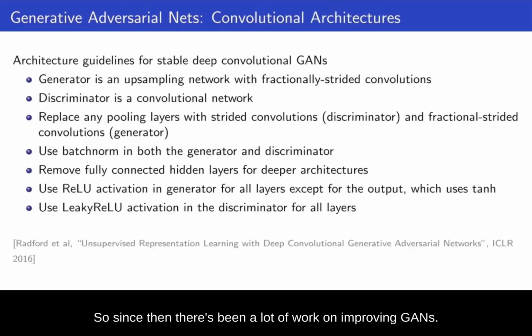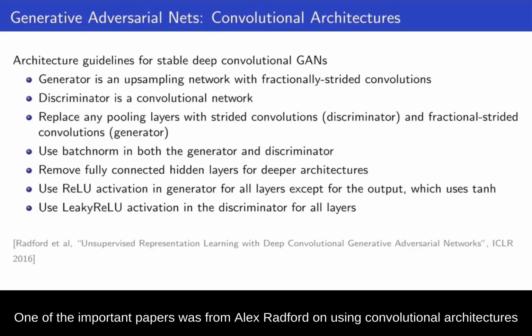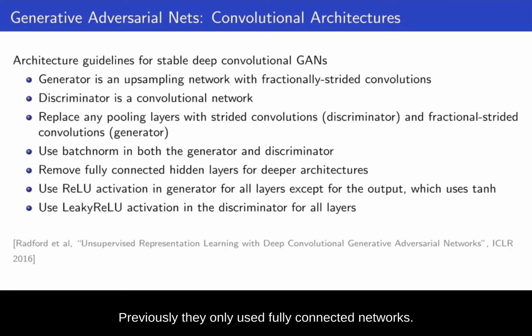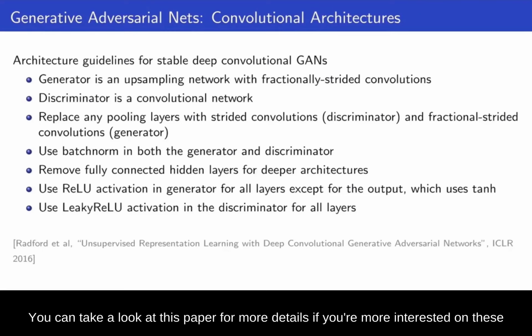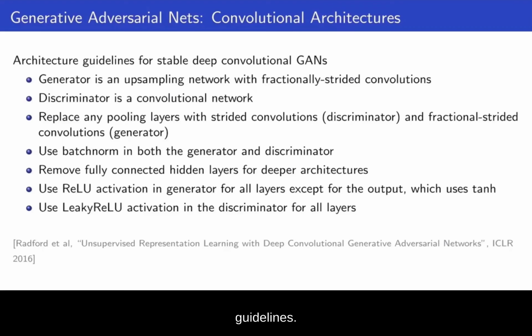Since then, there's been a lot of work on improving GANs. One of the important papers was from Alec Radford on using convolutional architectures with GANs. Previously, they only used fully connected networks. Here you can see some guidelines from Alec Radford's paper. You can take a look at this paper for more details if you're more interested in these guidelines.